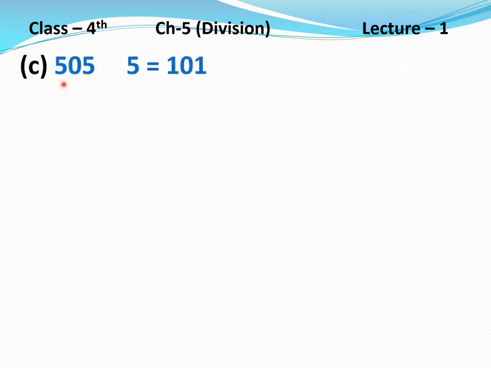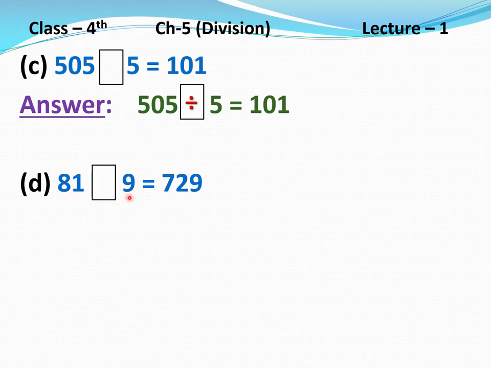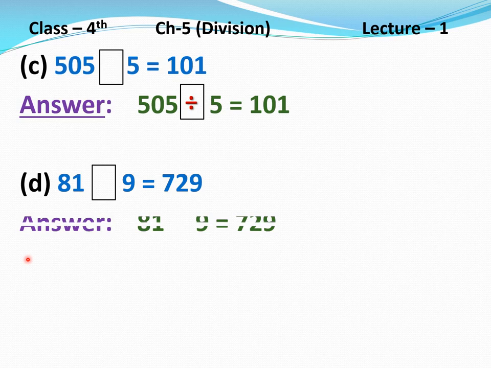Now C part. 505 dash 5 equal to 101. So we will fill by division sign. Okay. So write down answer. 505 divide 5 equal to 101. Clear? Now D part. 81 dash 9 equal to 729. So we will fill by sign multiply. Okay. So write down answer. 81 multiply 9 equal to 729. Okay.